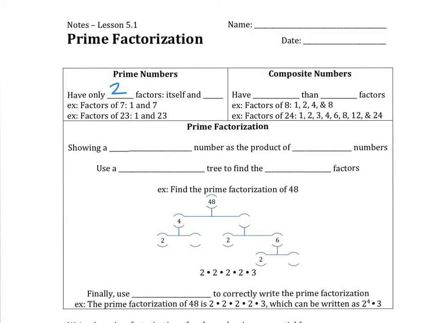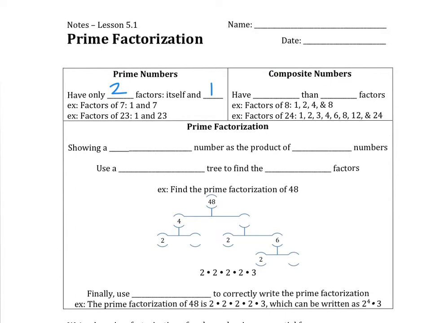itself and 1. So, for example, the number 7 is a prime number, and when you multiply two numbers together, the only two numbers you can multiply together to get an answer of 7 is 1 and 7. 23 is another prime number. That's because 23 only has two factors, two numbers that can multiply together to give you a product of 23, and that is 1 and 23. So again, prime numbers have two and only two factors.